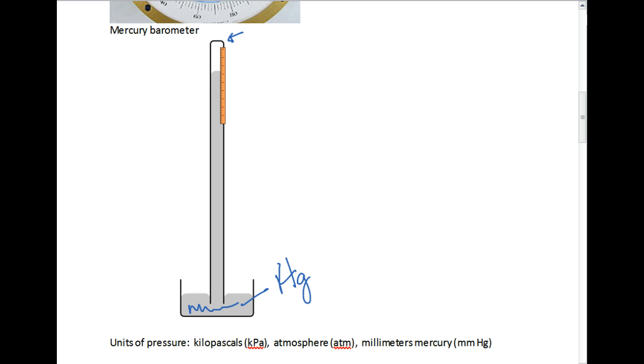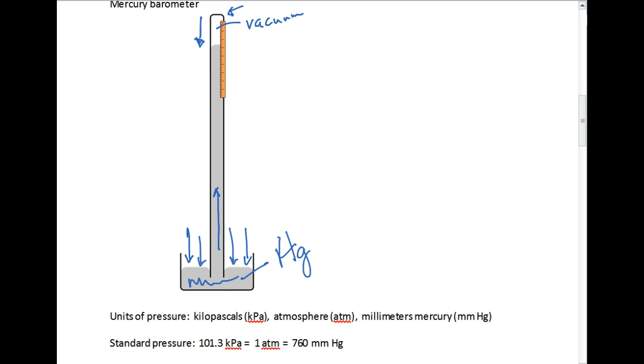We invert it into the mercury that's already in the dish at the bottom, and what will happen is the level of mercury will drop, and up here, above here, we have a vacuum, and as the atmospheric pressure pushes down on the mercury, it causes this column of mercury to rise and to fall depending on how much atmospheric pressure. So this would be an idea of a mercury barometer.